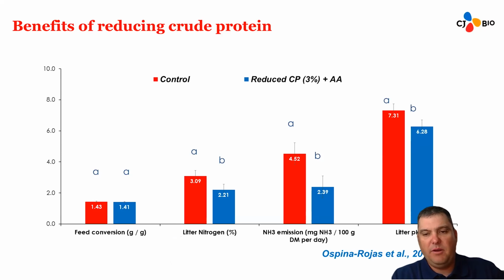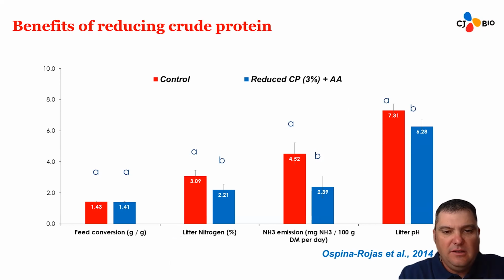This was a study published by Ospino Rosas, and it kind of sums everything up into one study. It wasn't statistically significant, but what they did was they formulated a control diet, and then utilized a 3% reduction in crude protein, and then the addition of amino acids to make up for that reduction. So they balanced amino acids based on the control diet, but still achieved a 3% reduction in crude protein.